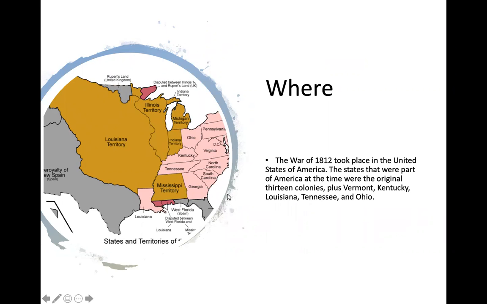And plus, there were a bunch of other places in America that had not been taken control of yet, like Rupert's Land, which the United Kingdom owned at the time, and Florida, which was also owned by Spain.